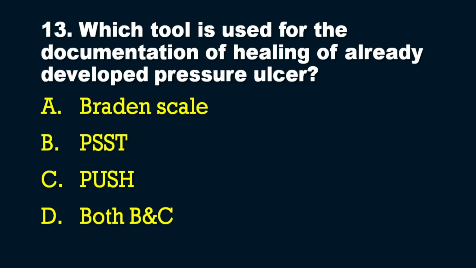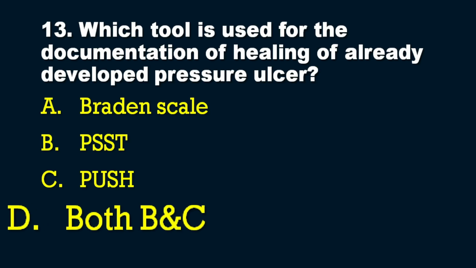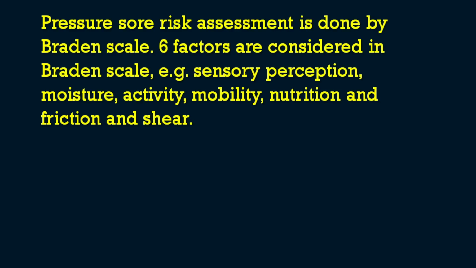You will be aware of some of the scales I have mentioned here. So think about the point: the bed sore has already happened. Okay, so then which scale is used? The answer for this question is option D, that is PSST and the PUSH scale. Okay, that we will see now. First, pressure sore risk assessment is done by the Braden scale. Here the pressure sore has not developed yet, but we are assessing the risk with the scale known as the Braden scale.